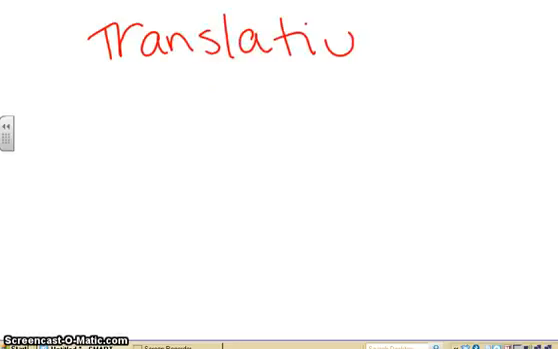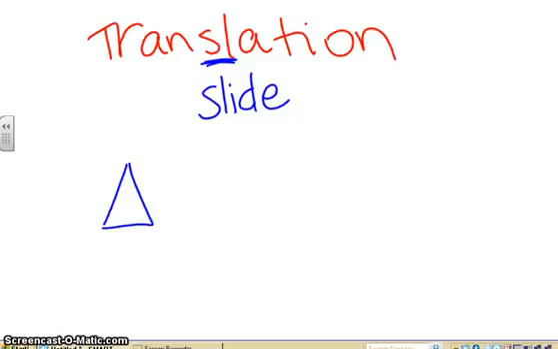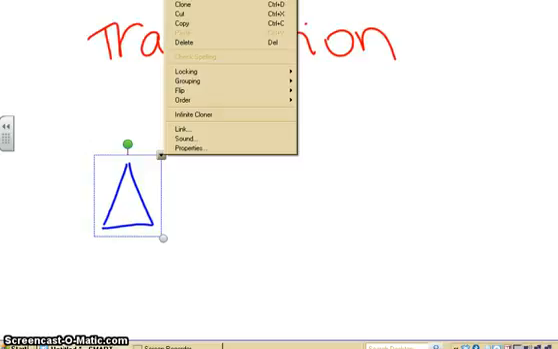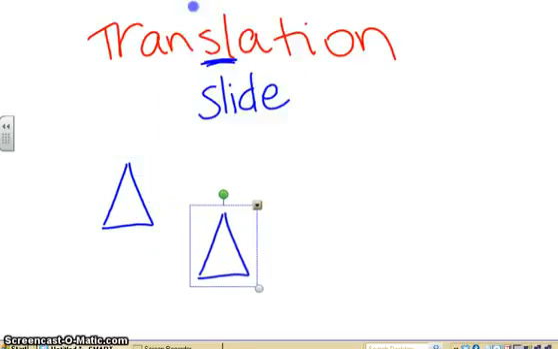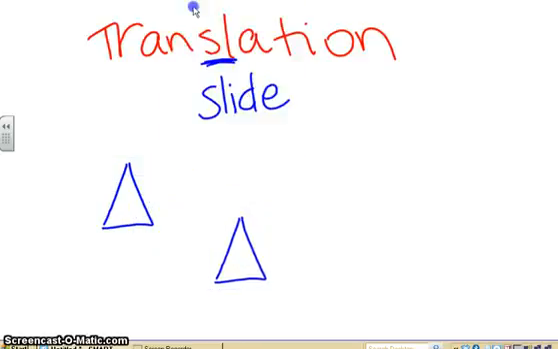Our final transformation that we cover in 5th grade is a translation. Now, reflection, we underline the FL. Rotation, we underline the T. Translation, we are going to underline the SL. And the SL is going to stand for slide. So when we are doing a translation, we have shapes that will slide from one location to another. So I'm going to take that same triangle that I've been using, and when I do a translation, I took the triangle and I slid it from point A to point B.